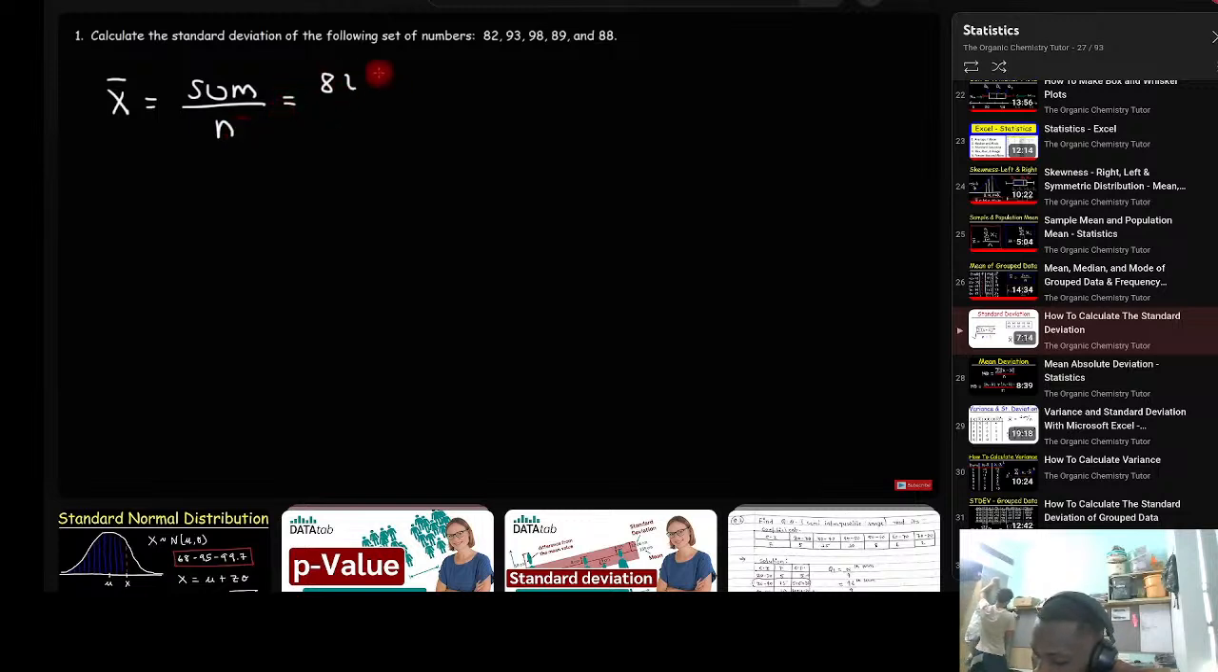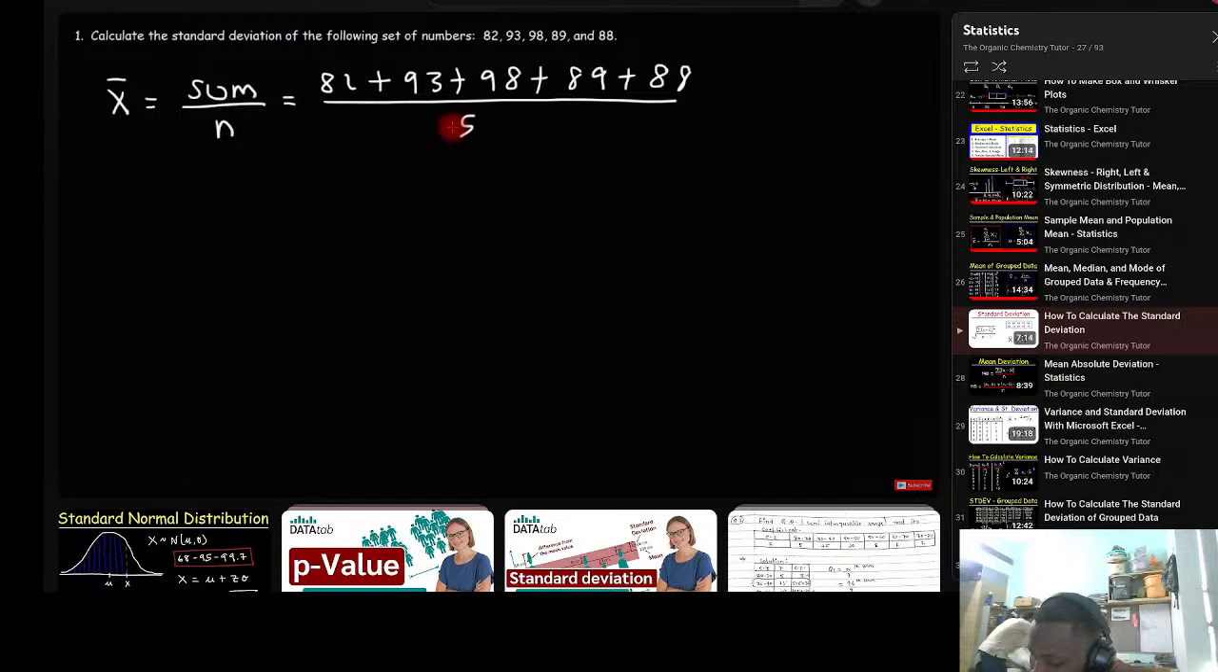So we're going to add up the 5 numbers that we have, 82 plus 93 plus 98 plus 89 plus 88. And since we have 5 numbers, we are going to divide this by 5. So 82 plus 93 plus 98 plus 89 plus 88 gives us a sum of 450. Now let's divide that by 5. 450 divided by 5 is 90. That gives us the average.